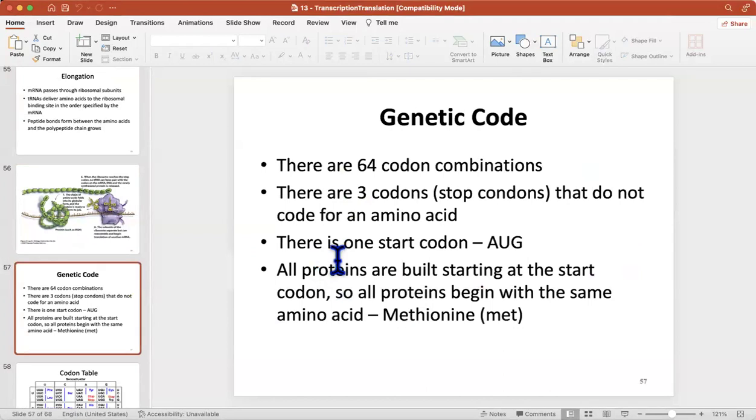The mRNA has a total of 64 different codon combinations, because each nucleotide can be A, U, G, or C. So you have 4 options, and each codon has 3 nucleotides, so 4 times 4 times 4, totally 64. So the genetic code has 64 codon combinations. Three of them are called stop codons, and I want you to know them: UAA, UAG, UGA. And there's only one start codon, called AUG. AUG codes for methionine, so every protein actually starts from methionine.